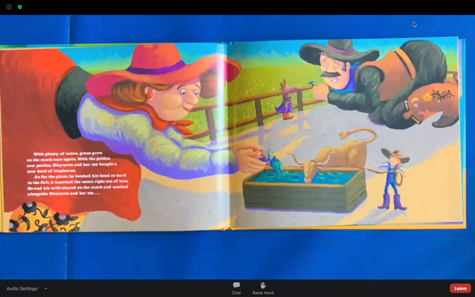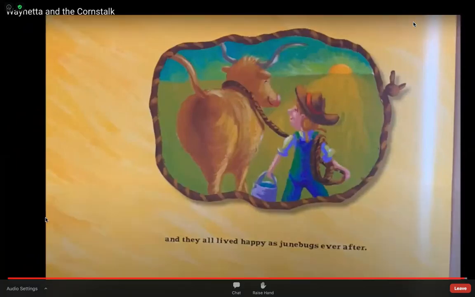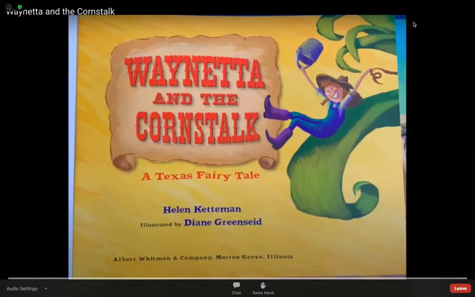With the golden cow patties, Whenetta and her ma bought a new herd of longhorn. As for the giant, he bonked his head so hard in that fall, it knocked the mean right out of him. He and his wife stayed on the ranch and worked alongside Whenetta and her mom. And they all lived happy as June bugs ever after. Whenetta and the Cornstalk, a Texas fairy tale.